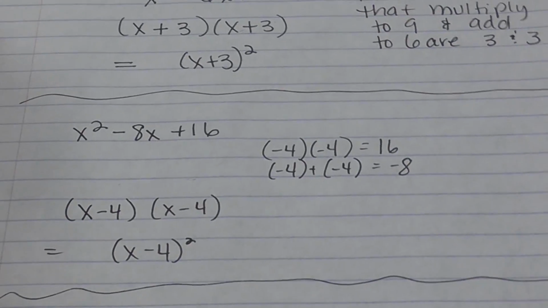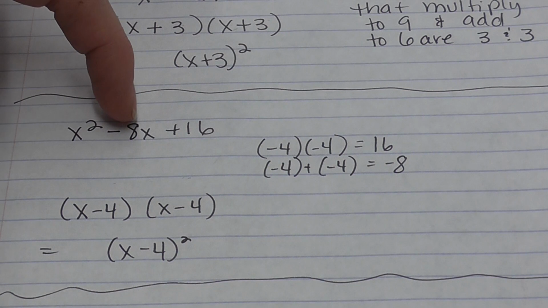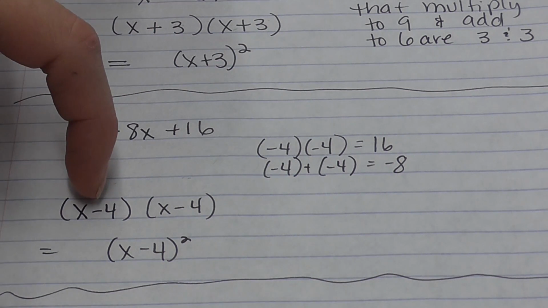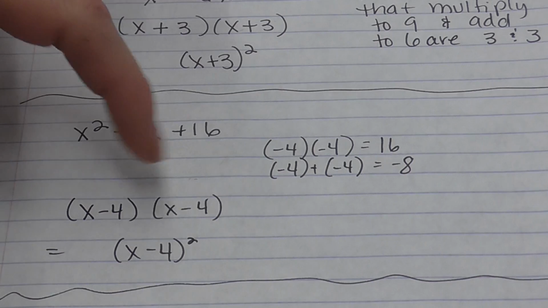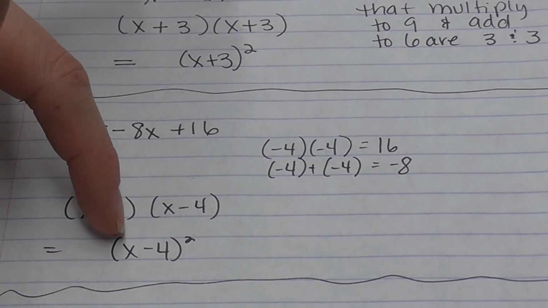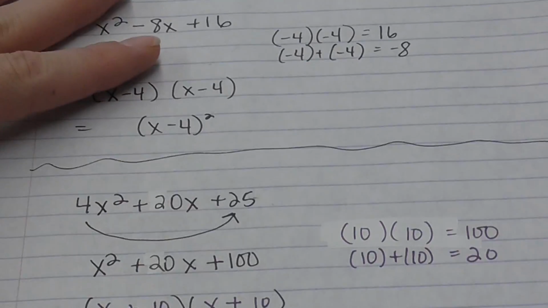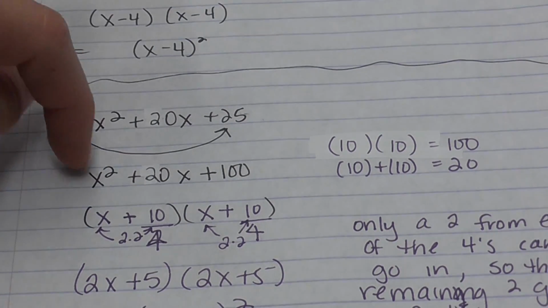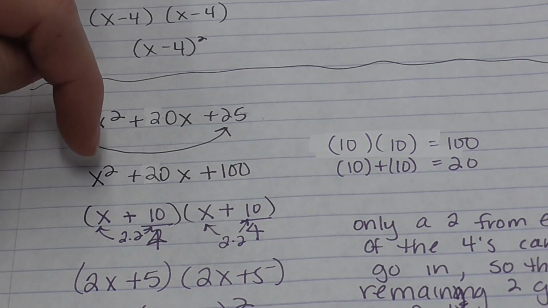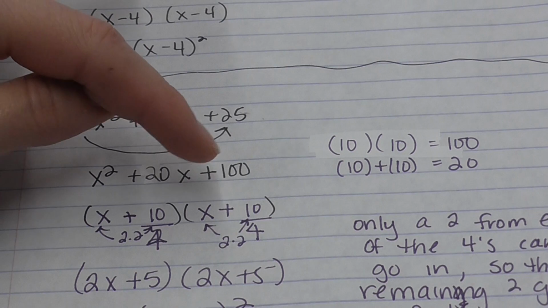Okay? The two numbers that multiply to give me 16 but add up to give me negative 8 is x minus 4, x minus 4. So when I have it written twice, it's just x minus 4 squared. The next one you would have to go through borrowing. So you would have to borrow the 4 down, and get x squared plus 20x plus 100.